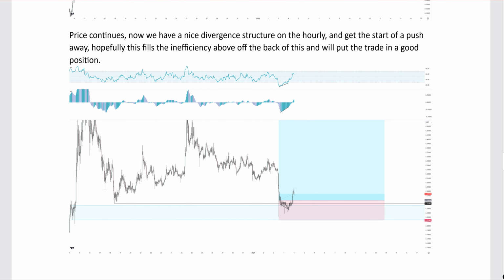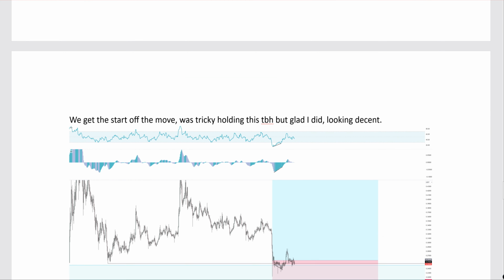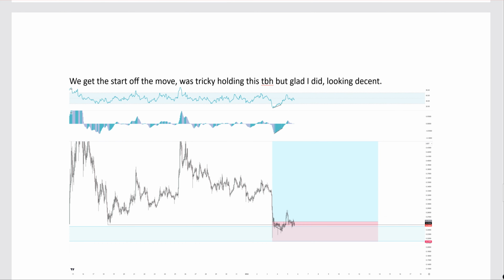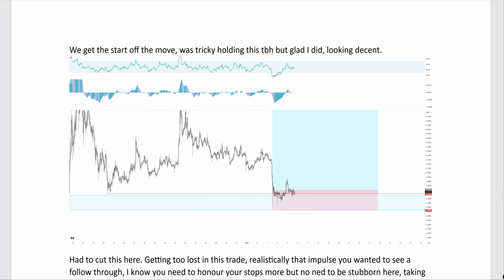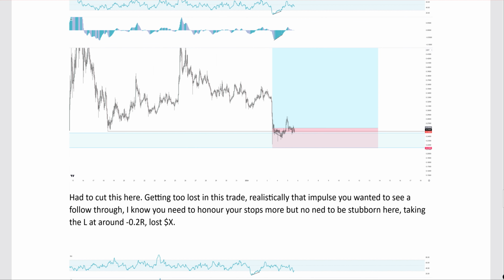Okay, so now we can see again on the hourly, we get that push. We get the start of the move. Was tricky holding this, to be honest, but glad I did, looking decent. And now you can see flashing to the next picture. Not so great, right?